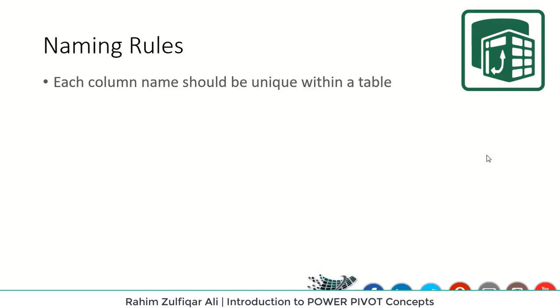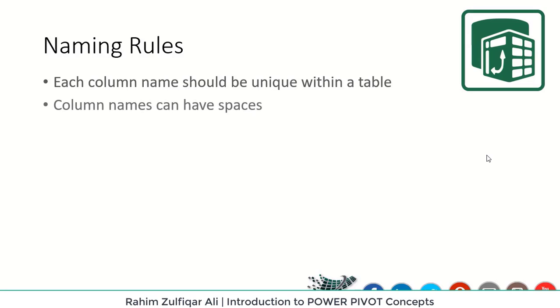And also when we bring the data into Power Pivot, we bring that data in the form of tables, and those tables contain some column names. So when we bring the data from multiple Excel files or multiple sources where we need to mash up all those columns and do some calculations, we need to consider the naming rules as well. The first point you need to remember is that each column name should be unique within a table. So there cannot be a duplicate same name in one single table. Each column name will be a different name.